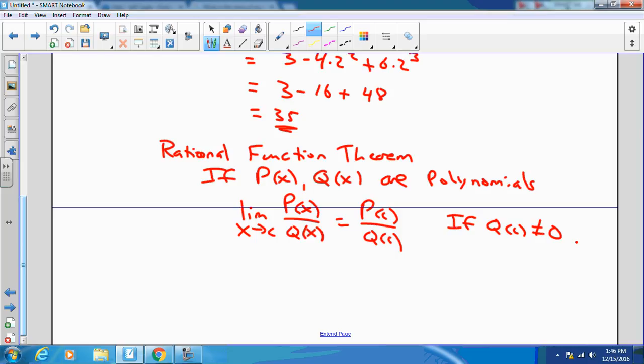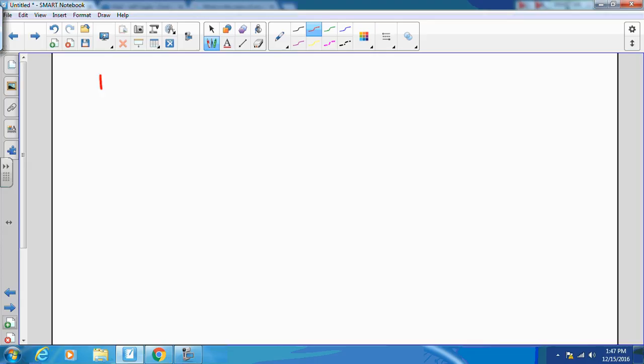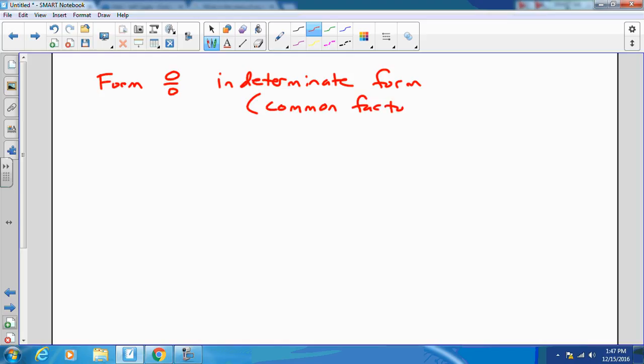What about that case where q of c is equal to 0? In the case where q of c is equal to 0, then we cannot use direct substitution, and we have to use other tools. And so this leads us to a slogan, and our slogan is, check the form before you go evaluating. And in particular, if we happen to have a form of 0 over 0, we call this the indeterminate form. And that indeterminate form is an indicator that we have a common factor somewhere that can be canceled.